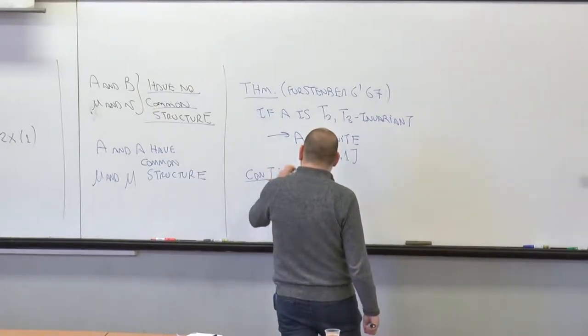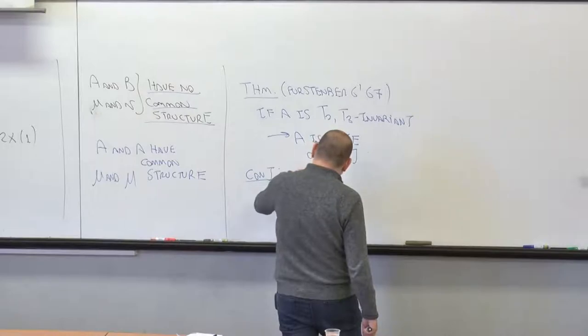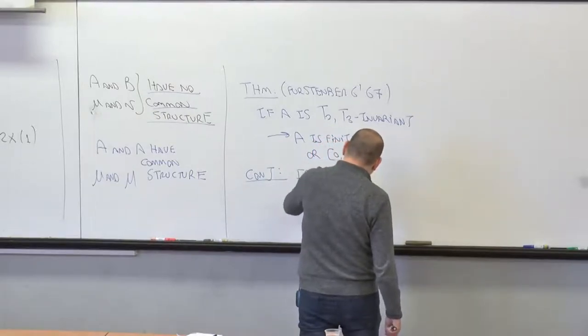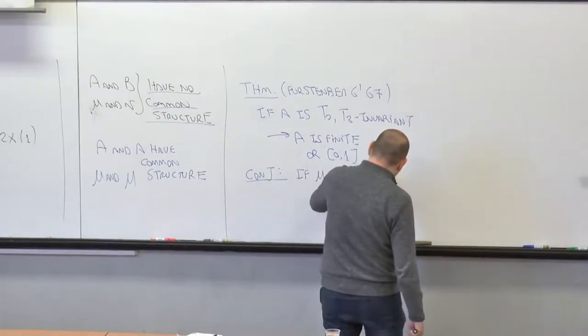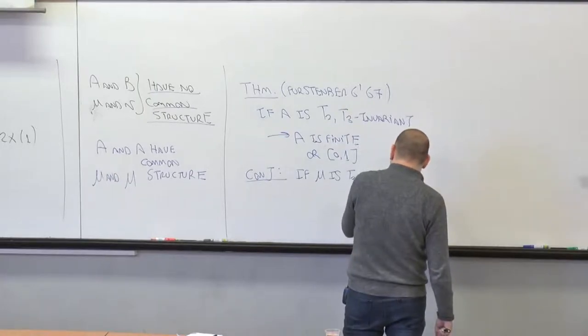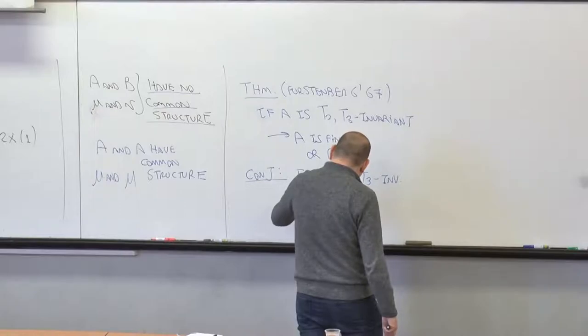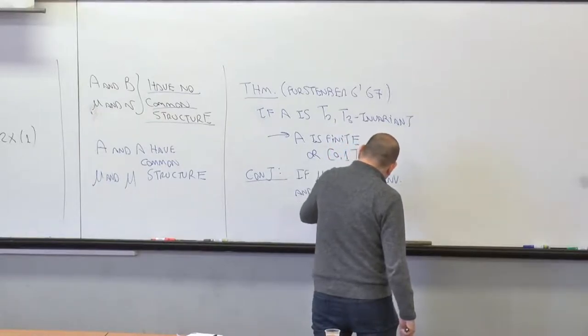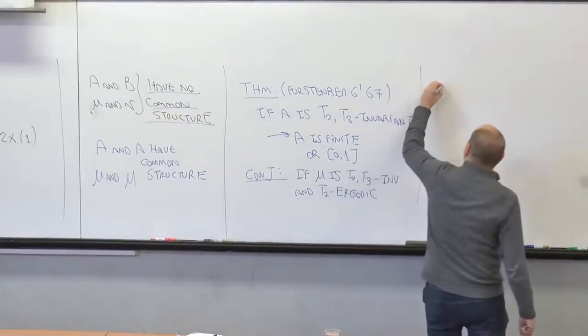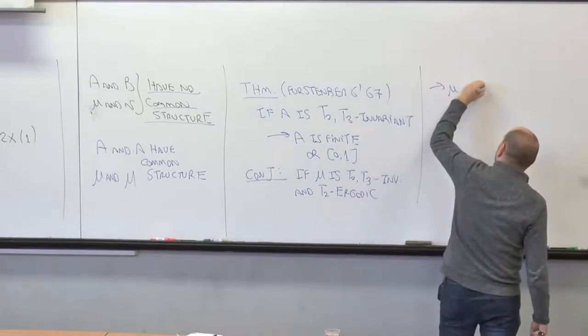So let's write it this way. If mu is invariant under times 2 and times 3, and maybe times 2 ergodic, something like this, then mu is atomic or Lebesgue.